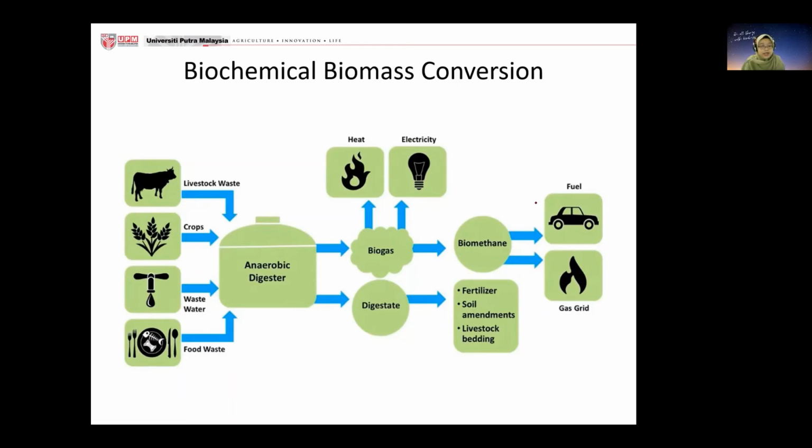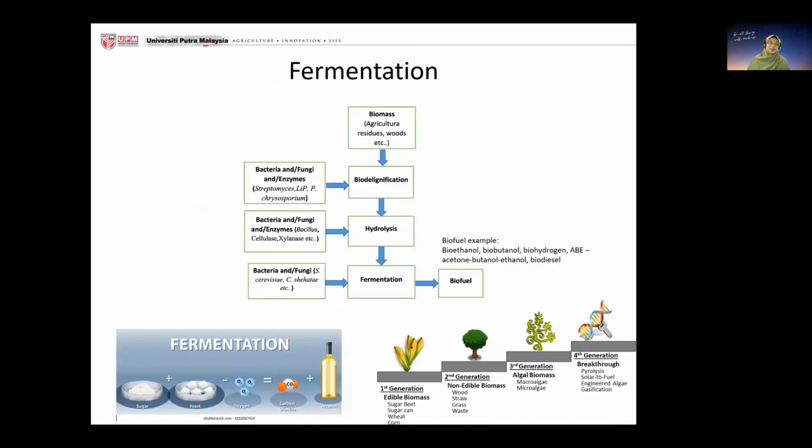So not only is the biogas usable, the digestate is also very, very useful. You can use that as a fertilizer. You can use it as a soil amendment, or lastly, you can use it as livestock bedding. So that is for anaerobic digestion.